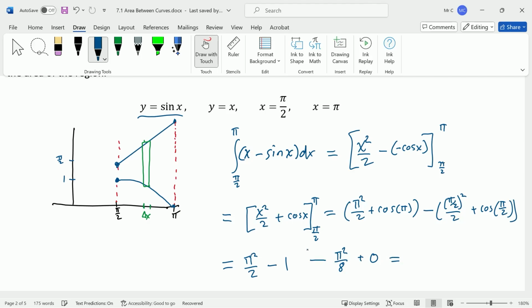And the only thing I would do here is combine the pi squared over 2 and the negative pi squared over 4, or over 8, I mean. So pi squared over 2 is 4/8 of pi squared minus 1/8 of pi squared. So that's 3/8 of pi squared minus 1.